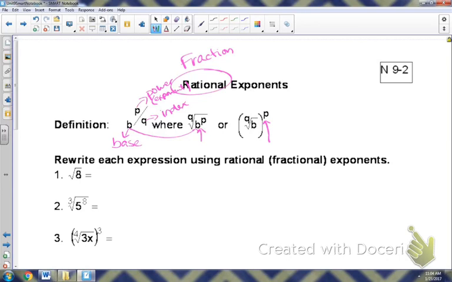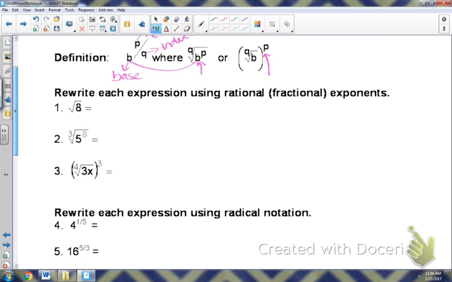Okay? All right, so these first couple of examples, we're just going to rewrite each expression using rational, which is fractional, exponents. So whatever your radicand is, which is the term under the radical, will be your base. So our radicand is 8, so our base is 8. And then our power, which is our exponent, notice there's not one written, so that's a 1. And our index is not written there, but we know that's a square root, so you could write a 2 there. So the square root of 8 means the same thing as 8 to the 1/2 power.